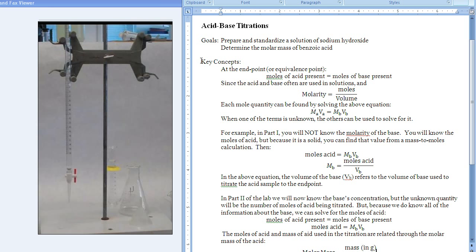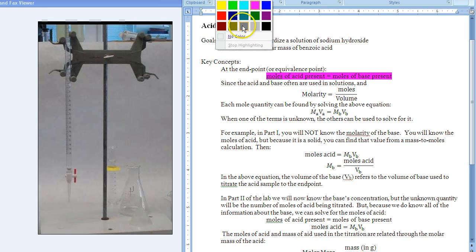So at the end point of our titration, which will be visualized by a very light pink color in our solution, perhaps I can fade the color here to give you a nice light pink color. We're going to know that the moles of acid present in our flask will be equal to the moles of base present in that flask.